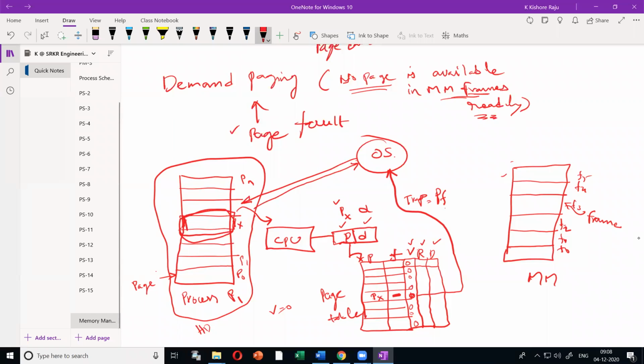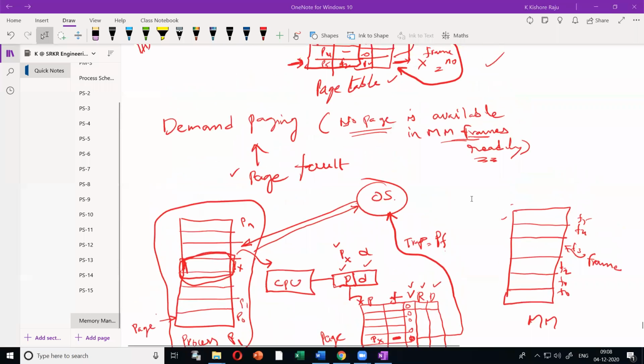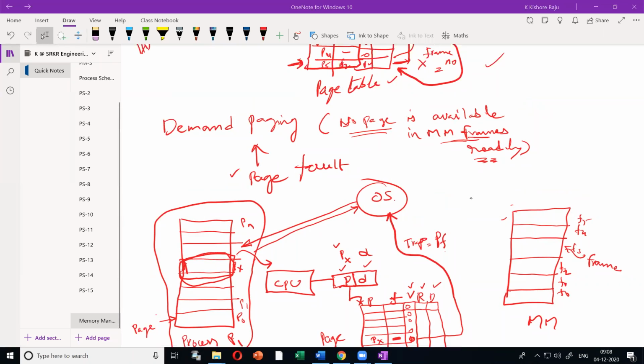And what happens? What's the next step? I want to move to the next step. So Px was identified in the process. Then what is the duty of the operating system? Yes, it has to load.